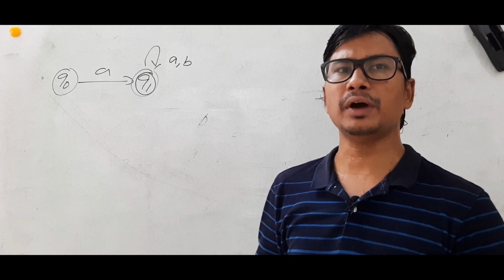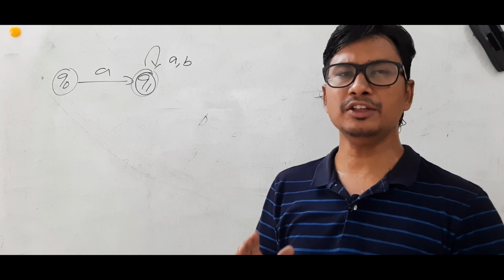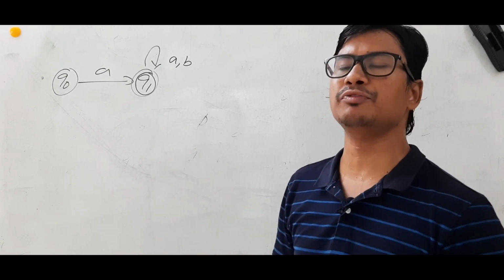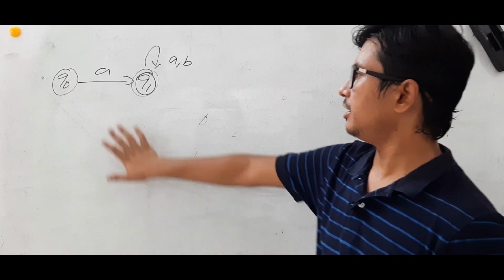In the last video, I discussed one example for converting an NFA to a DFA. In this video, I will discuss another example for better understanding. Let me see. I have taken a finite automata.